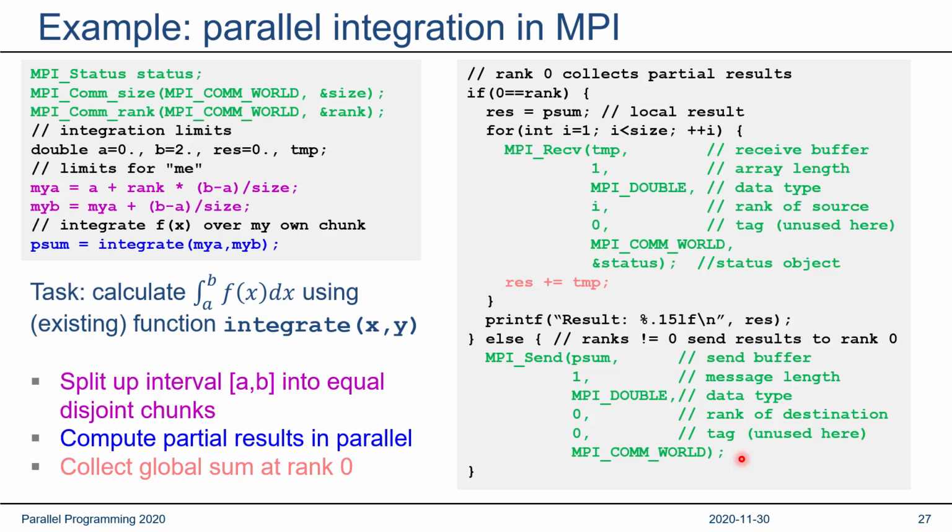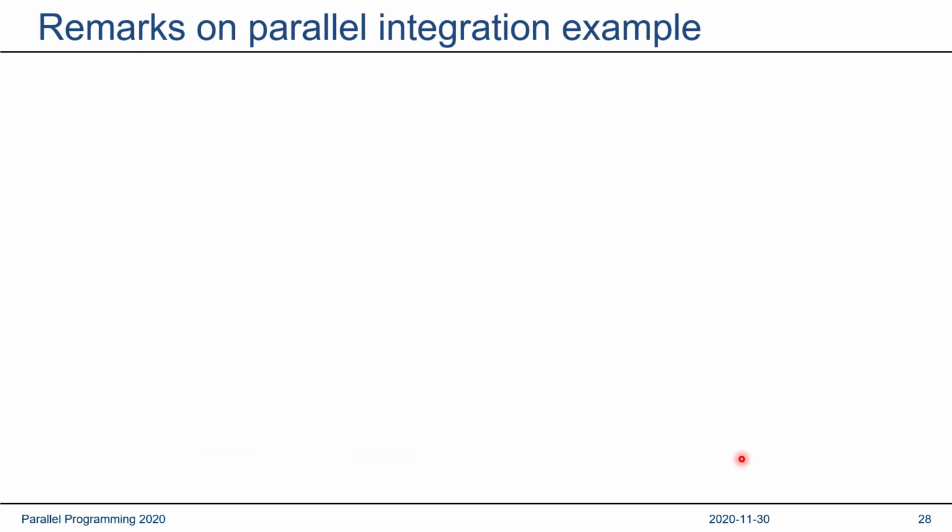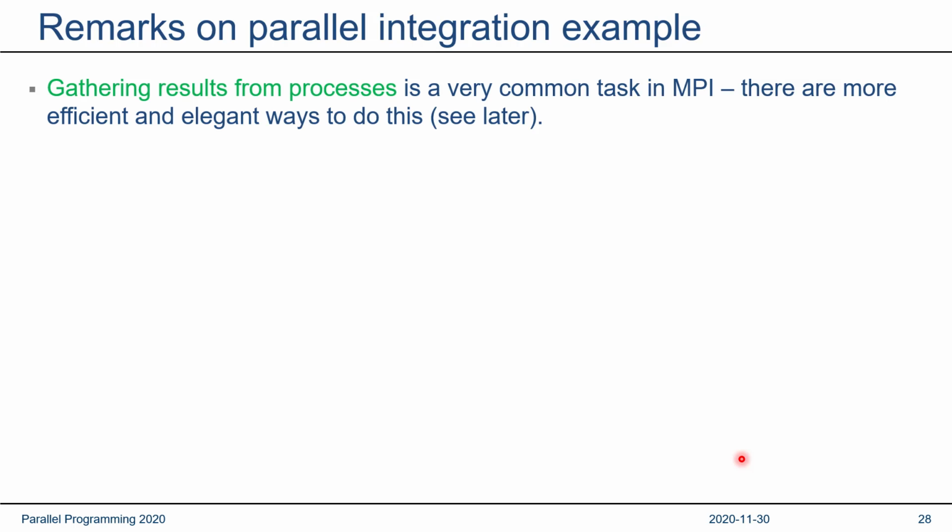This is a typical pattern of a master-slave program where one process is designated as the one who collects the data from the others and somehow fabricates a global result. Of course, this is a very simple program, and we solved the problem of parallel integration using very simple means, namely the basic MPI toolbox. So some comments are in order.